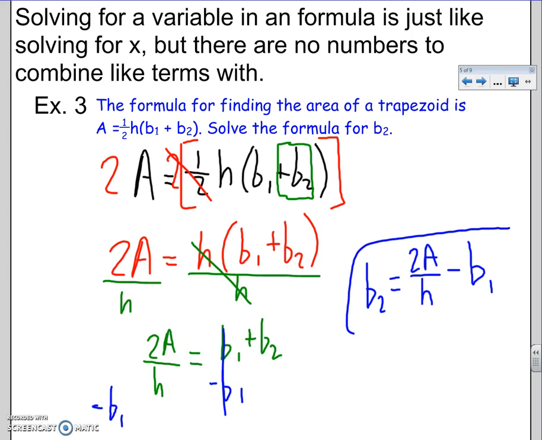Alright, so it's the exact same formula as before. Nothing changed. Just if y'all had the 3 letters from before, you could find the area. If you have the area, the height, and base 1, you can find base 2 using this formula. So people rewrite formulas to what they need all the time.